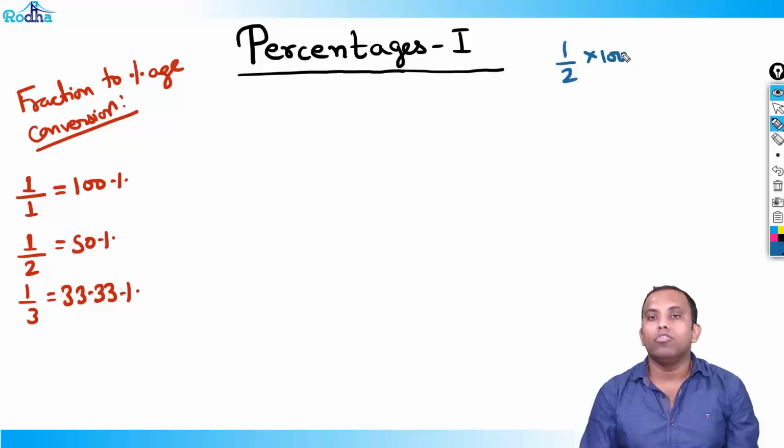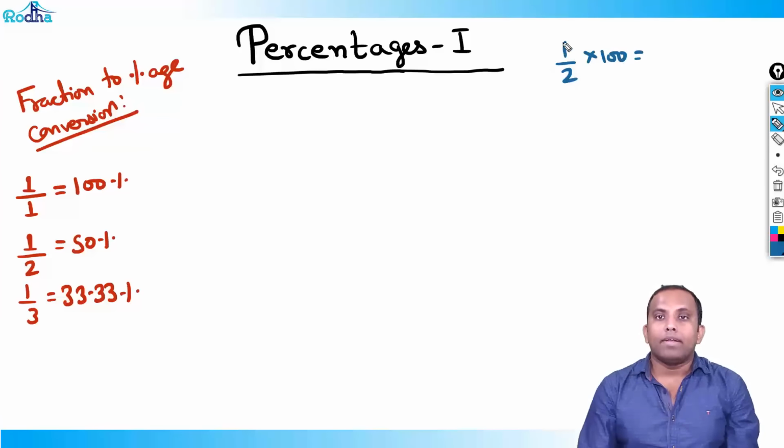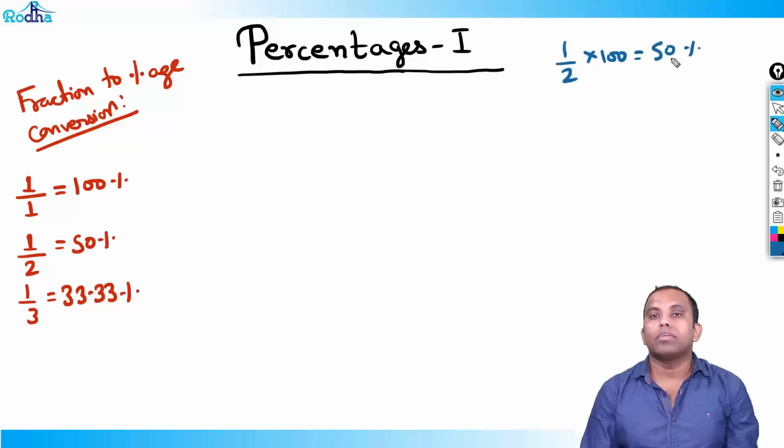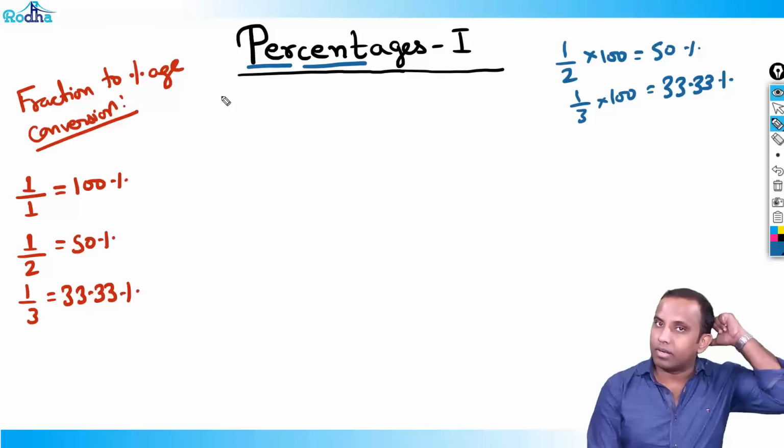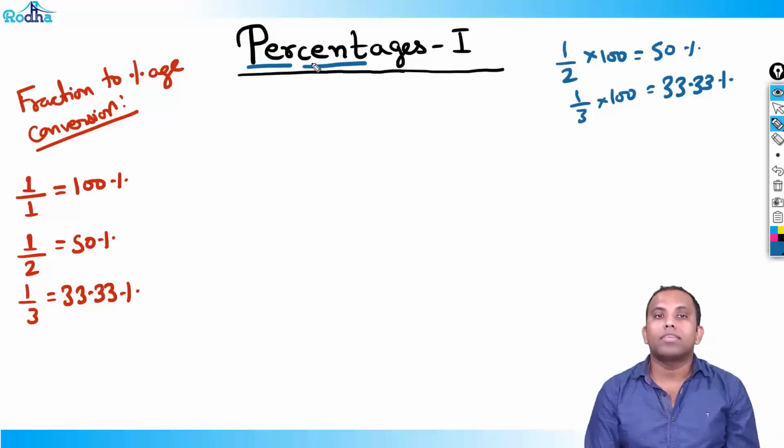What I'm doing actually is any fraction multiplied by 100 will give me the percentage value. So half into 100 is 50, so 50%. 1 by 3 into 100 is 100 by 3, which is 33.33. So when you multiply any fraction by 100, it becomes a percentage, because percentage means per 100. Percent, the cent is in the word century also. Cent means 100, century means 100.